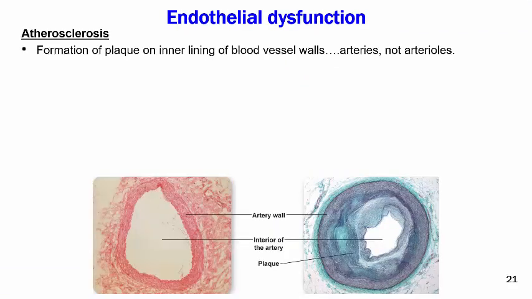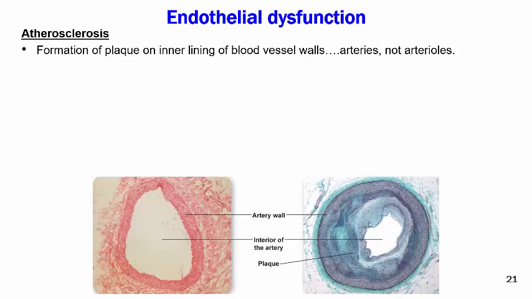Now, we go back to atherosclerosis here. By definition, it's the formation of plaque on the inner lining of blood vessel walls. And once again, here we're talking about arteries, not arterioles, and we don't typically see this on the venous side. On the bottom part of the slide here we see a cross-sectional image of a healthy artery. This is the interior, or what's called the lumen of the artery. We see a nice wide artery that presents little resistance to blood flow.